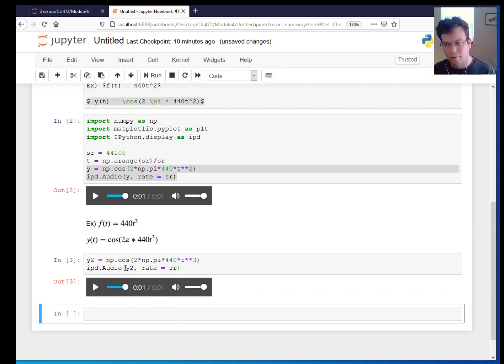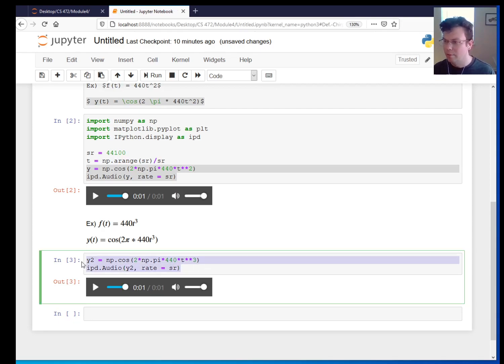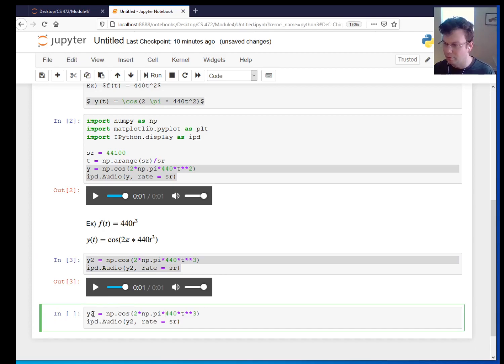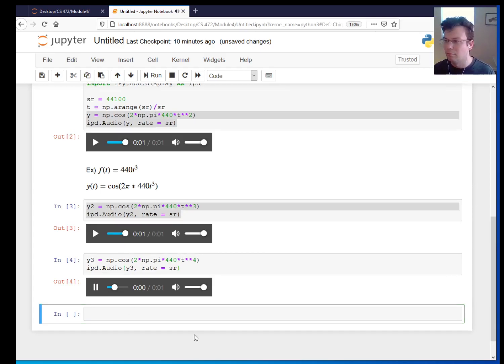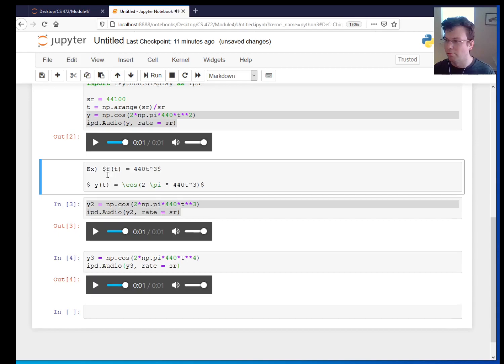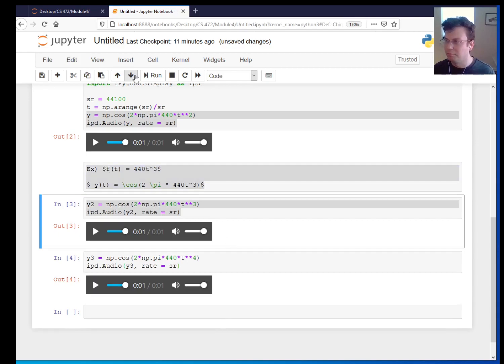So what's interesting that you notice is that this one actually ends up higher. And let me just do one more step here. So I'll say y3 is, let's just do t to the fourth. Okay, so that one went up even higher.